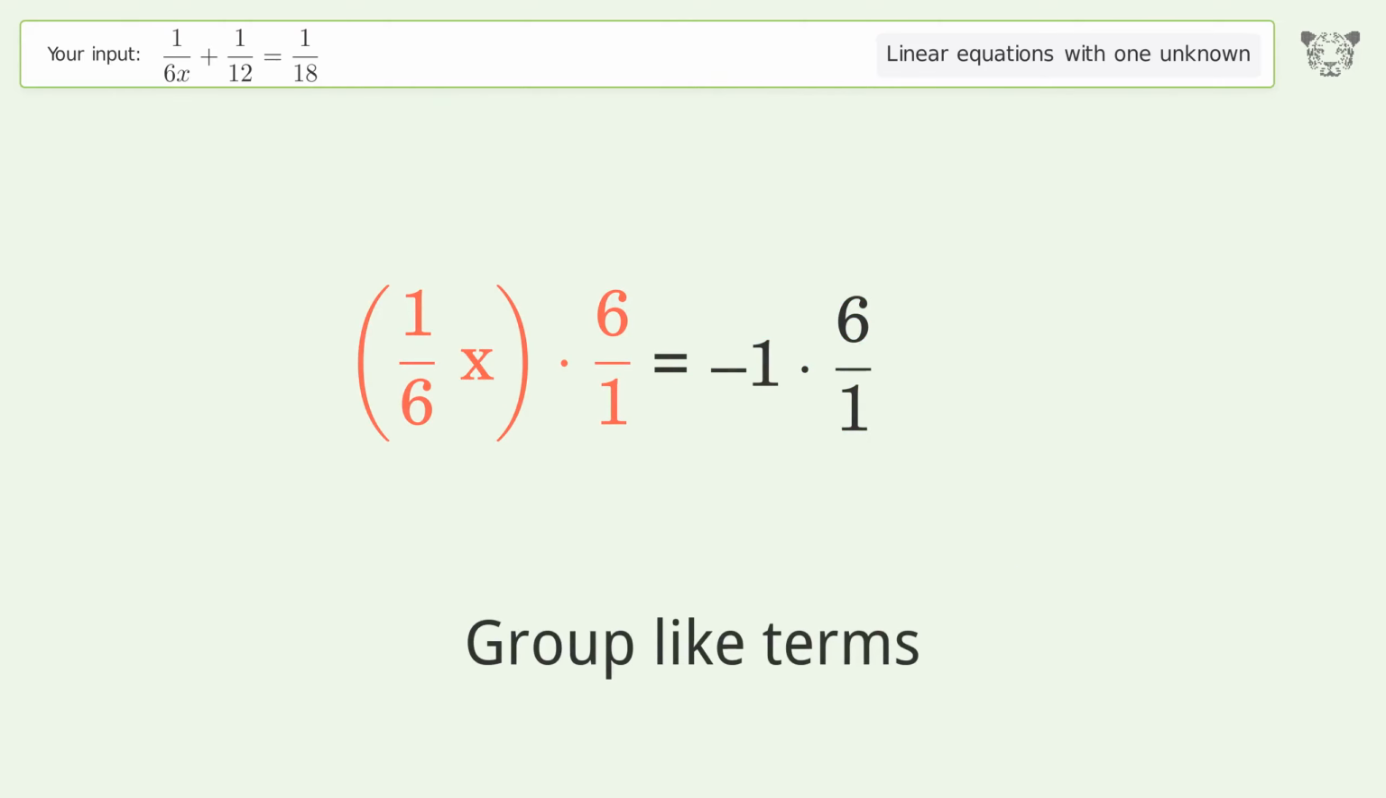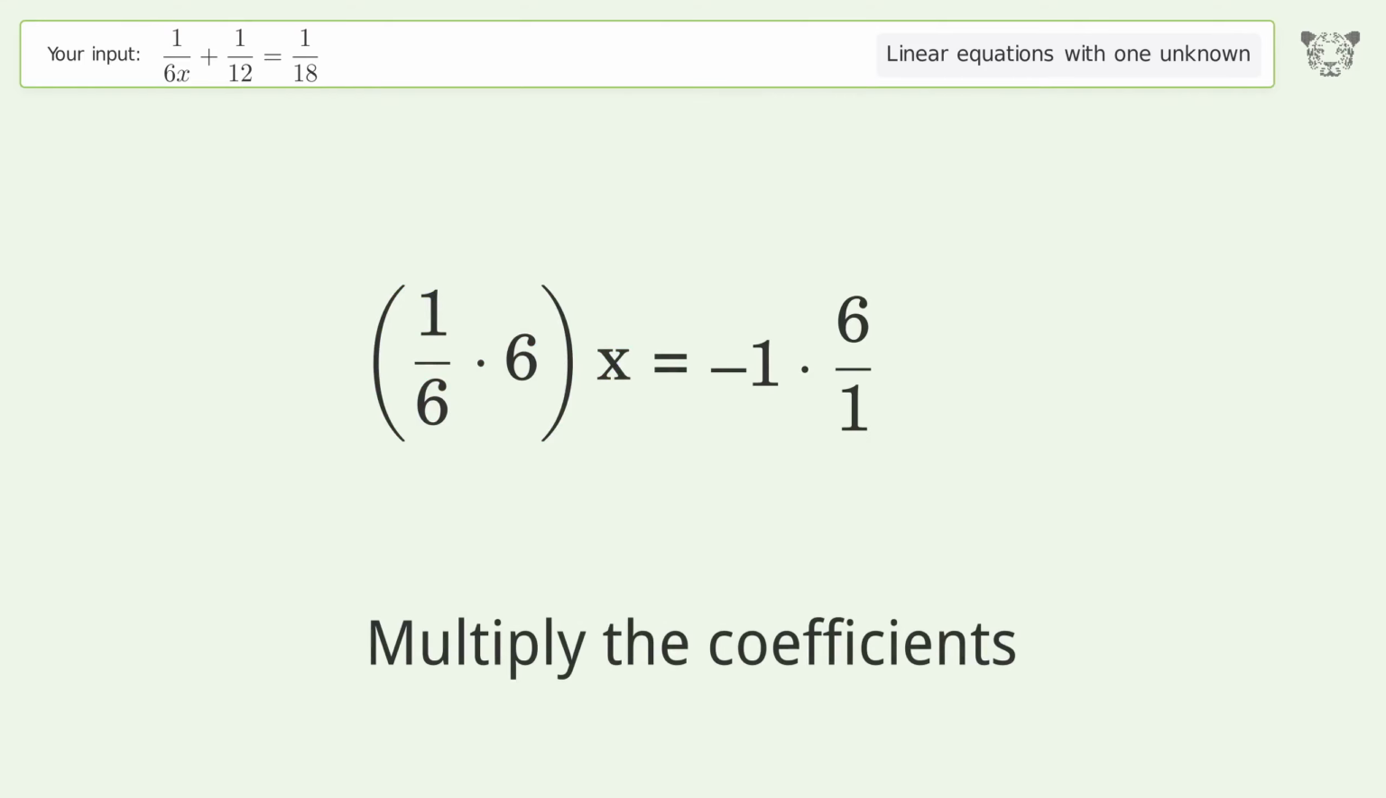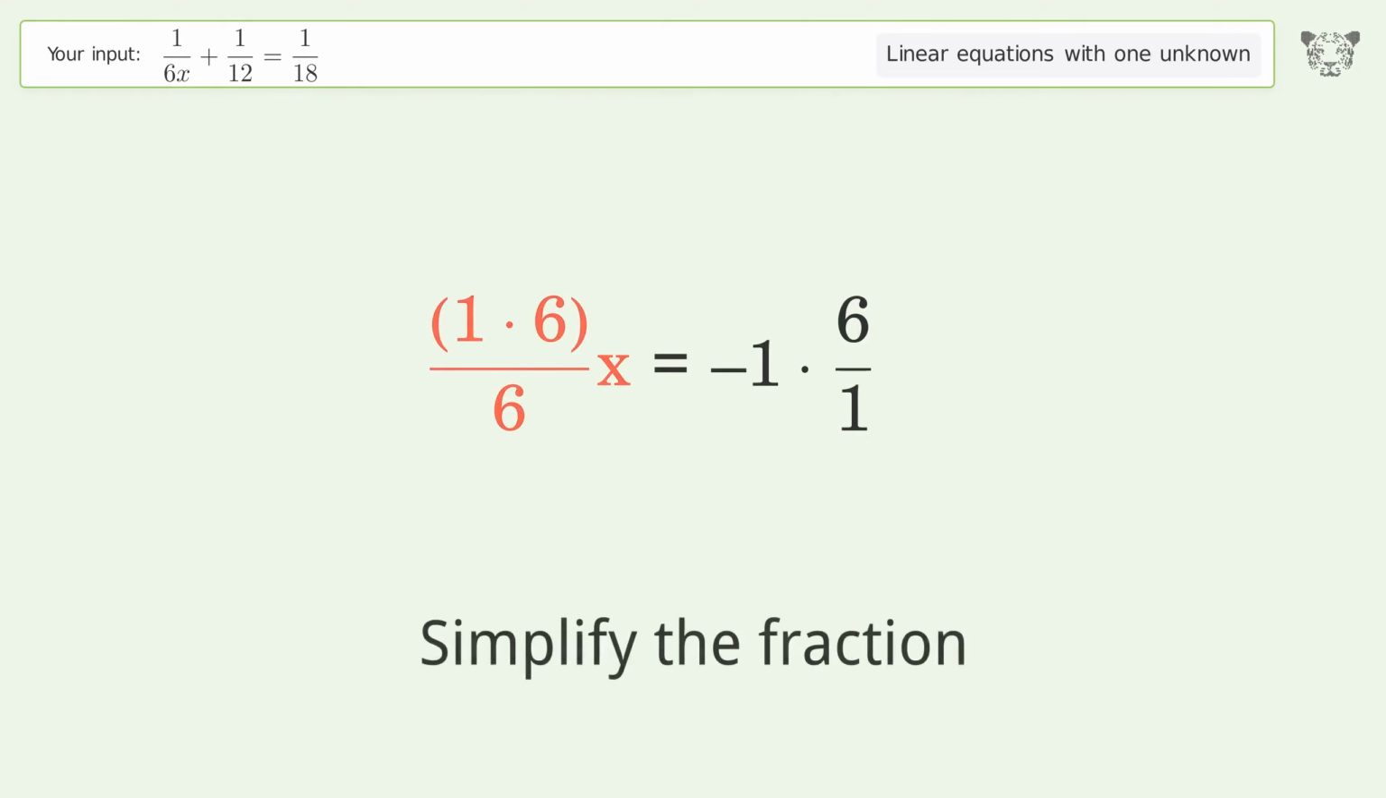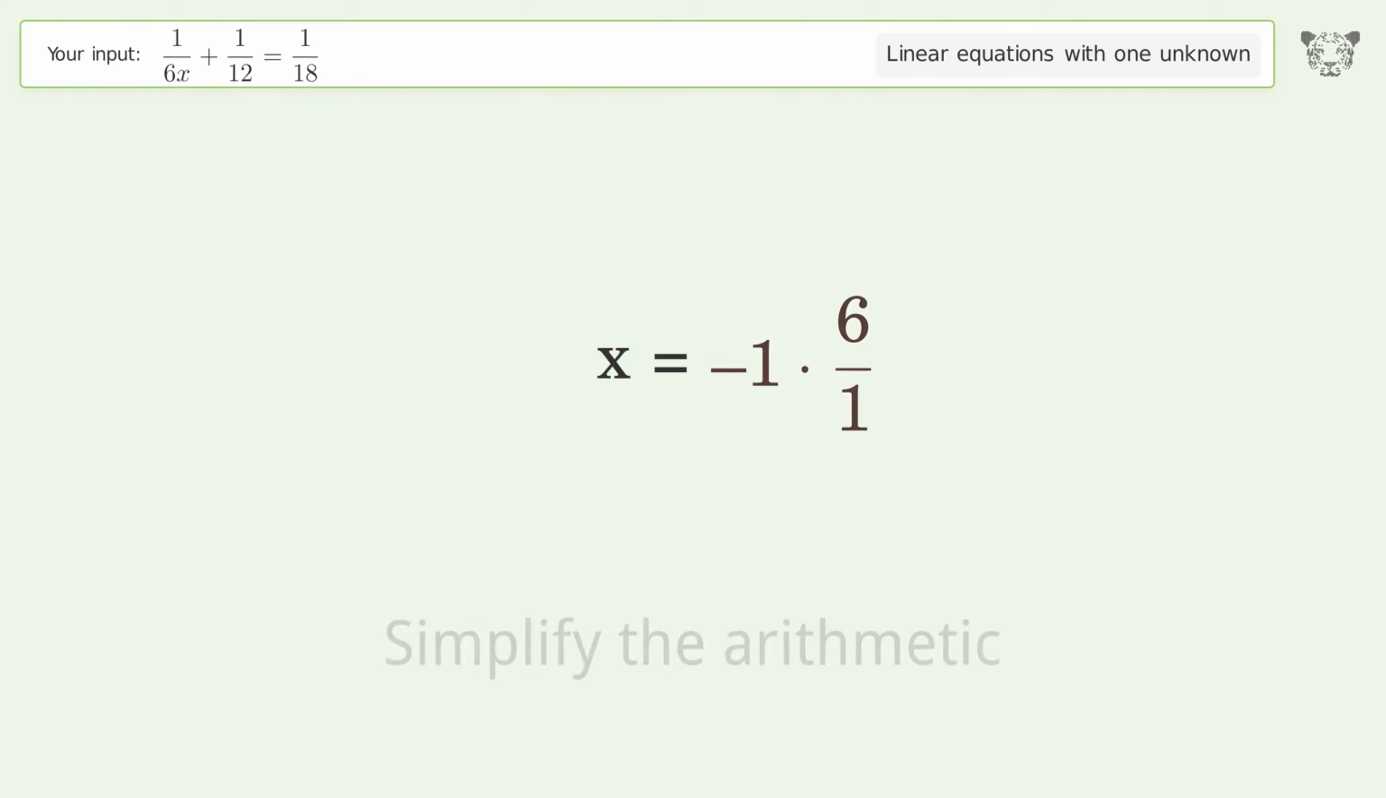Group like terms. Multiply the coefficients. Simplify the fraction. Simplify the arithmetic. And so the final result is x equals -6.